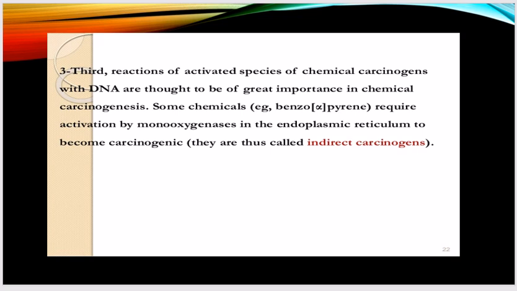The reactions of the activated species of chemical carcinogens with DNA are thought to be of great importance to chemical carcinogenesis. Some chemicals, for example benzo[a]pyrene, require activation by monooxygenase in the endoplasmic reticulum to become carcinogenic, and they are thus called indirect carcinogens.